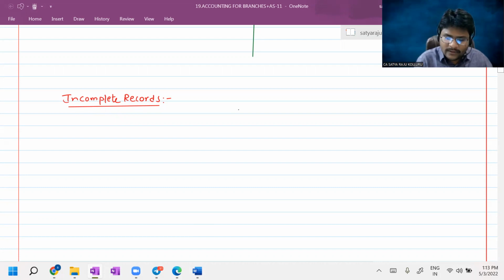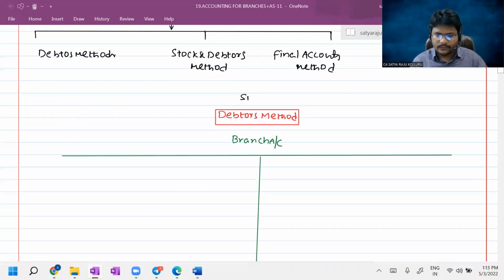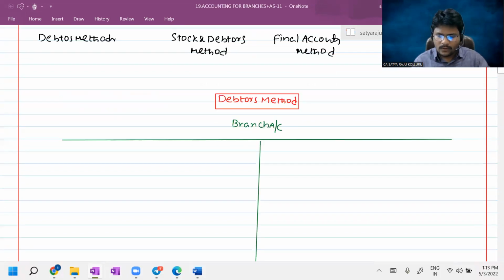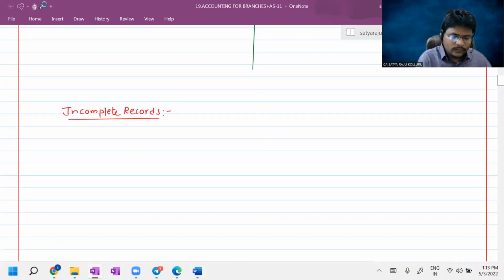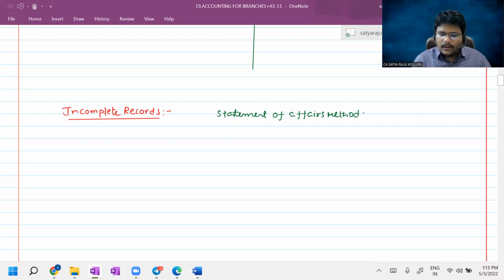Concentrate, guys. The method name itself is statement of affairs method. Sir, you may have a doubt that without knowing incomes or expenses, how we can ascertain profit or loss, sir? That is very simple. A simple logic I will tell you.